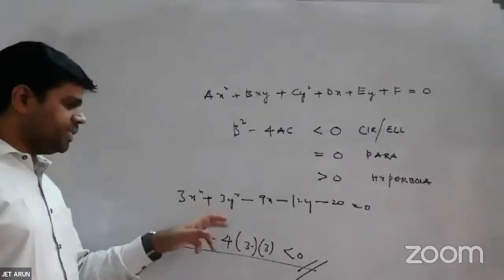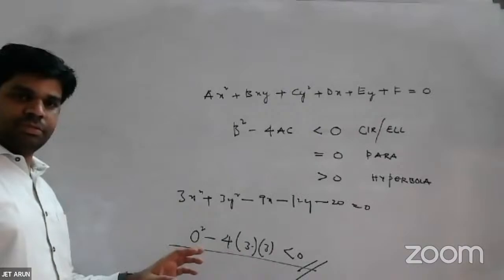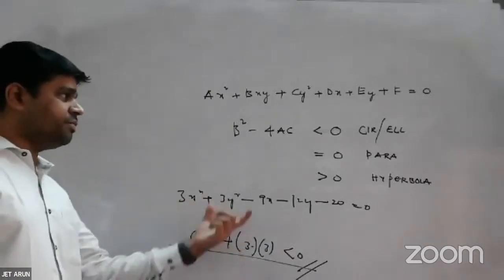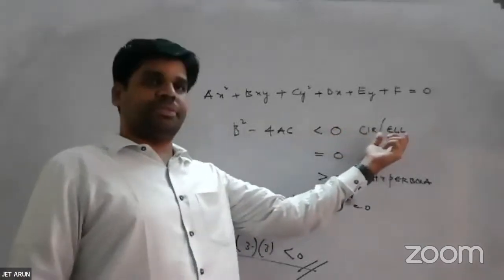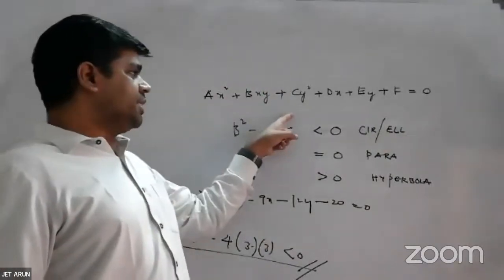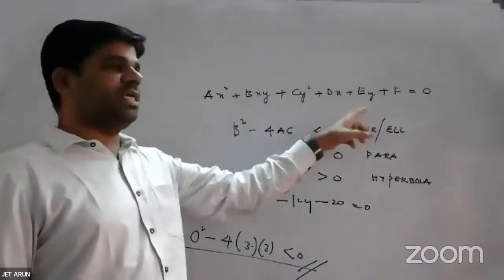Now, if you look at the A and C terms, if A is equal to C, it's a circle. If A is not equal to C, it's an ellipse. First is the negative one. If it's negative, it's a circle or an ellipse. If A is equal to C, then it's a circle. If A is not equal to C, it's an ellipse.